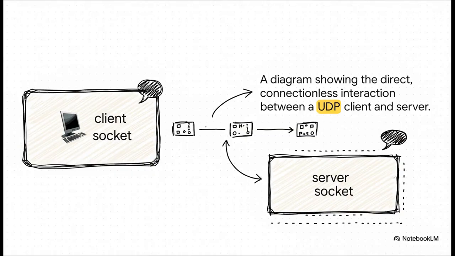And check this out. This diagram shows the flow perfectly. The client creates its socket, its doorway, takes its message, slaps the server's IP address and port number right on it, and just fires it off into the socket. Meanwhile, the server's just hanging out, listening. When a packet finally arrives, it reads it, does its thing, and sends a reply back, making sure to put the client's return address on it. It's a super direct, no-frills kind of conversation.